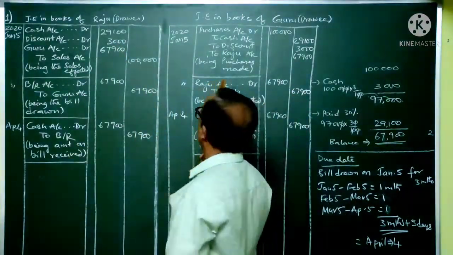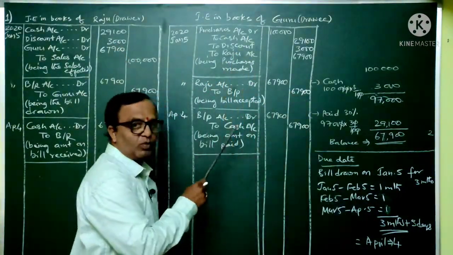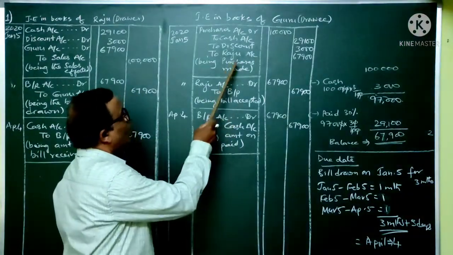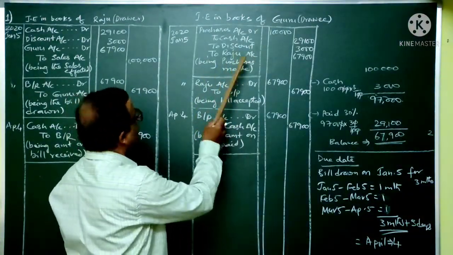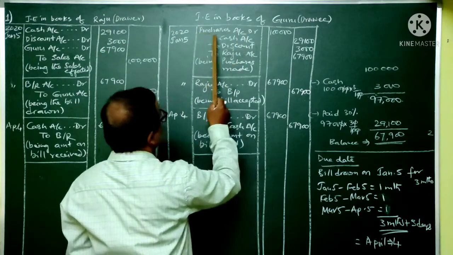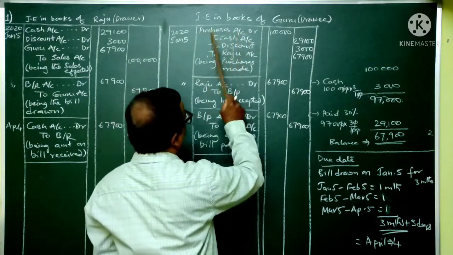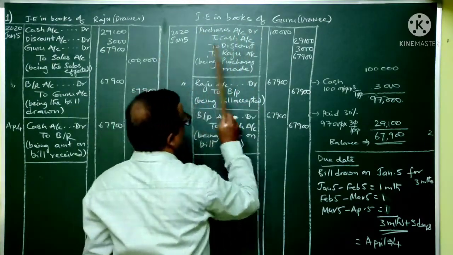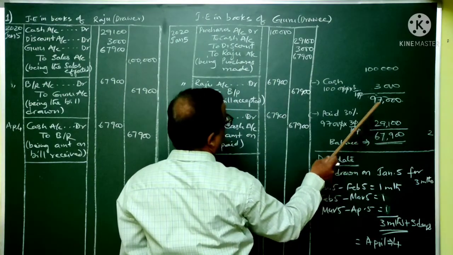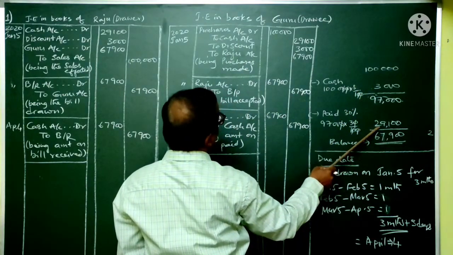Now coming to the books of Guru. Okay, think from Guru's point of view. See, you have purchased as Guru, you have purchased from Raju. So purchases account debtor. You have paid immediately cash worth how much? 29,100 cash you have paid.